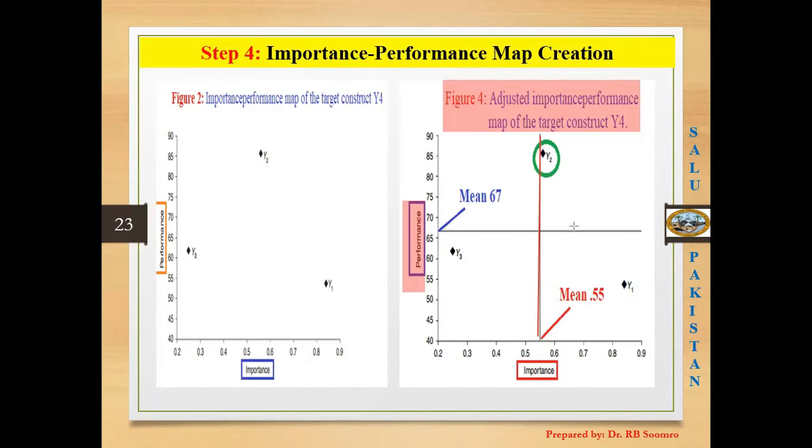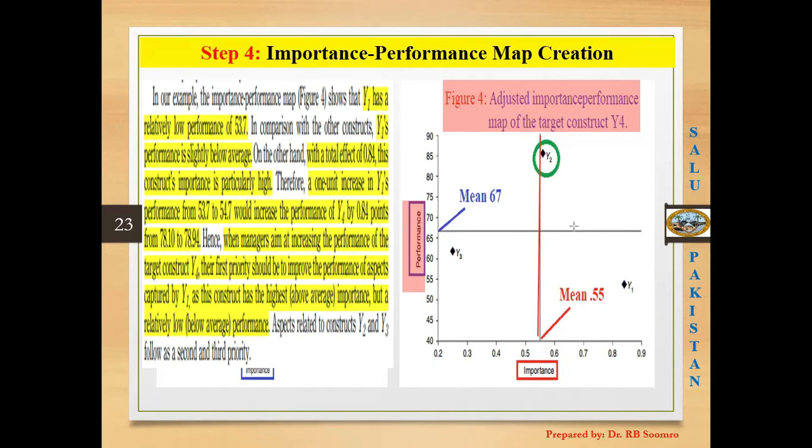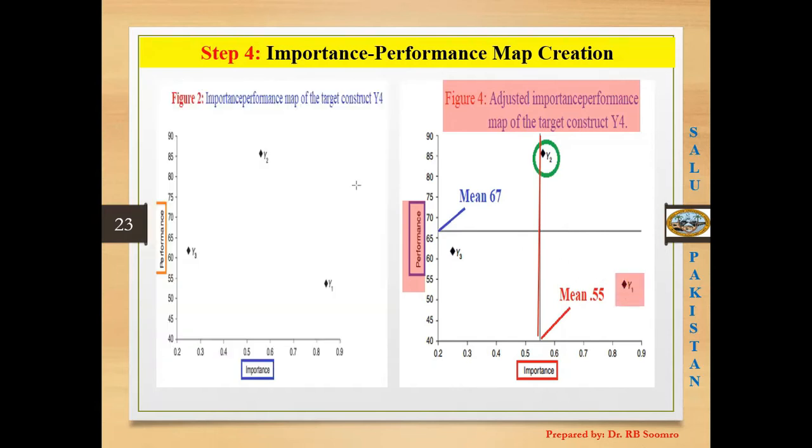So from the importance and performance point of view, Y2 is very important, and its performance is very good. But for other constructs, let's look at one image. In our example, the importance-performance map in figure 4 shows that Y1 has a relatively low performance of 50.